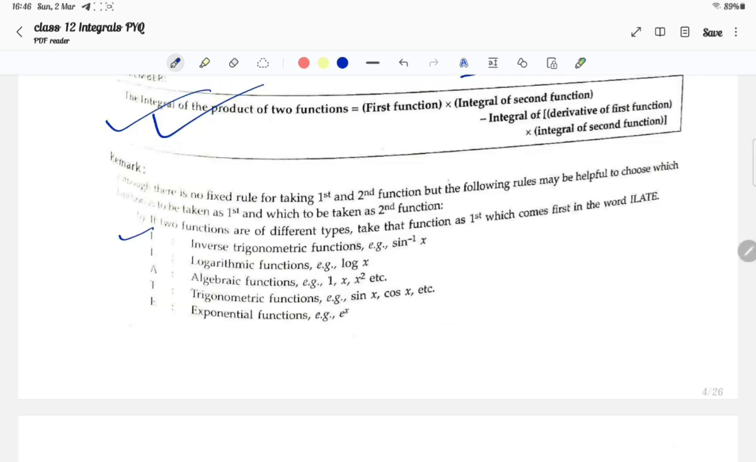I stands for inverse functions, so it may be sin inverse function also, because trigonometric functions may be inverse trigonometric functions. Okay. T stands for trigonometric functions, which are sin x, cos x, and inverse trigonometric functions are sin inverse x, cos inverse x, tan inverse x, like this. Okay. L stands for logarithmic function, A stands for algebraic function, and E stands for exponential function.